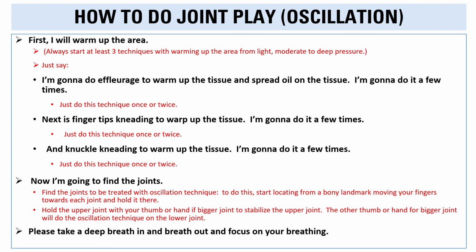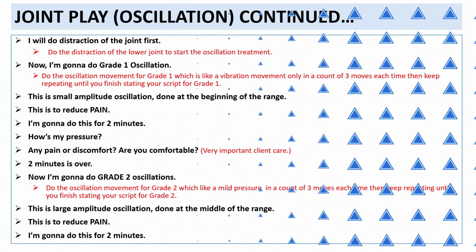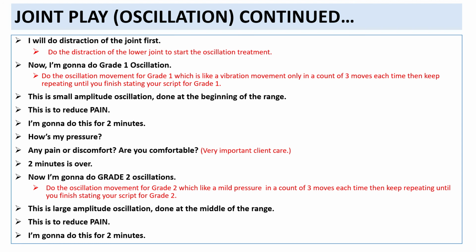Now I'm going to find the joints. Find the joints to be treated with oscillation technique. To do this, start locating from a bony landmark, moving your fingers towards each joint and hold it there. Hold the upper joint with your thumb, or hand if bigger joint, to stabilize the upper joint. The other thumb, or hand for bigger joint, will do the oscillation technique on the lower joint. Please take a deep breath, guys, to continue with the joint play oscillation treatment.